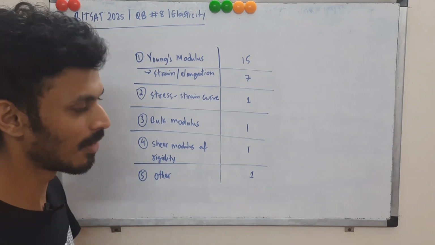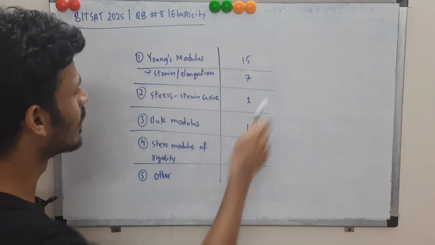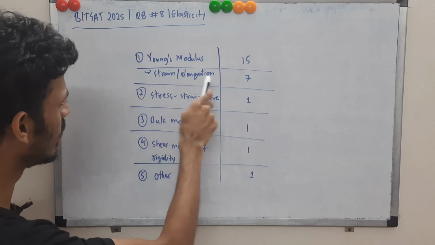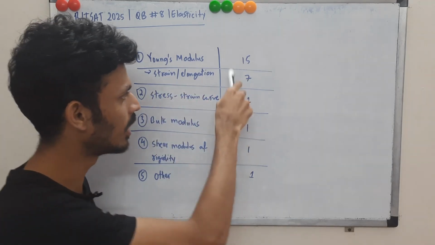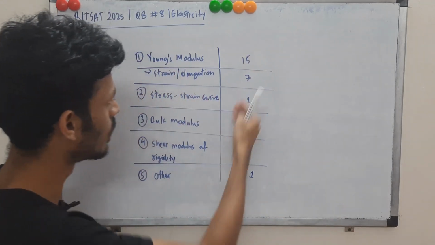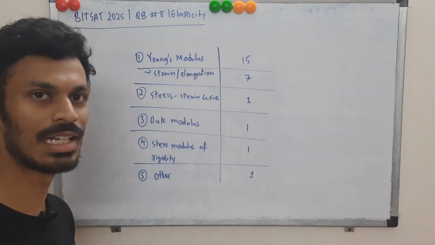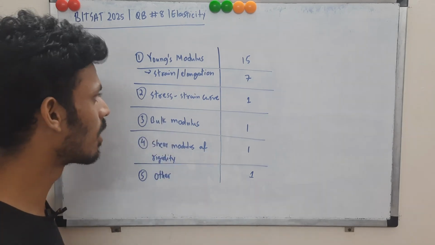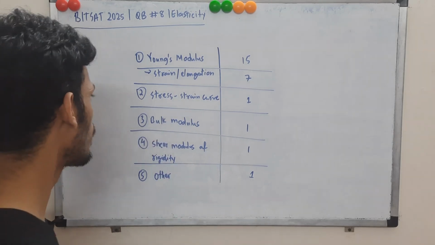During the A series, we made a song for that, but yeah, Young's modulus is the most important topic from this chapter, and in that also strain and elongation. Of those 7 questions, half were based on finding out strain and elongations. We'll come to the questions. Then we have the stress and strain curve. One question was asked on that.